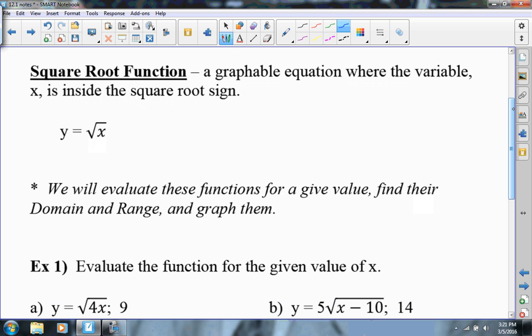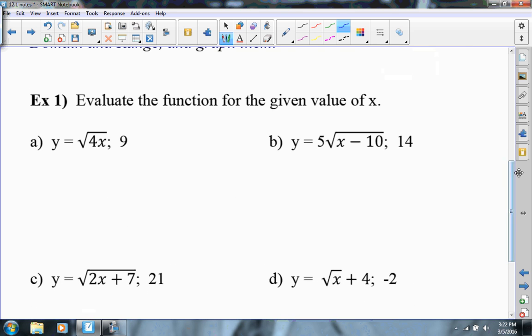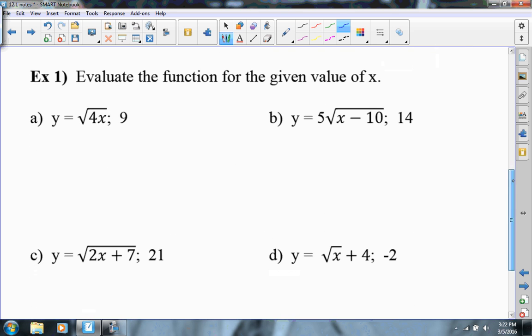And remember that a square root function is a graphable equation where the variable is inside the square root. So we've talked about the radical, and we've talked about the stuff inside the radical. That's called the radicand. And now it's just going to be set equal to y. So it'll be an equation or a function, a graphable equation. And we're going to have to evaluate these functions for a given value, so that way we can find their domain and range and then graph them. So before we actually start graphing them, let's just review a little bit as to how you actually evaluate a function.